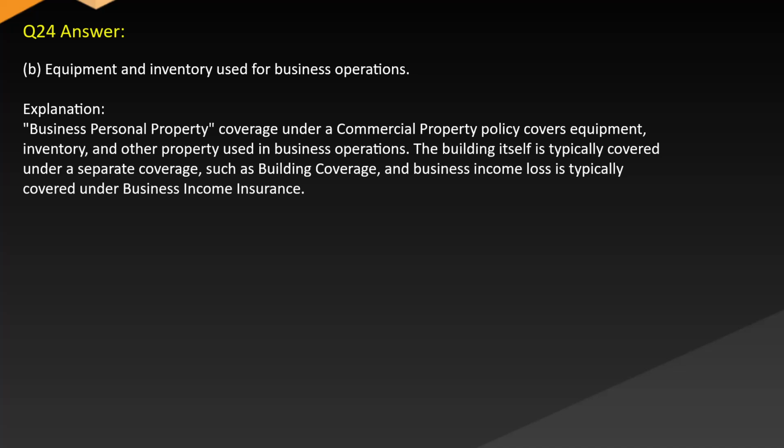Answer. B. Equipment and inventory used for business operations. Explanation. Business personal property coverage under a commercial property policy covers equipment, inventory, and other property used in business operations. The building itself is typically covered under a separate coverage, such as building coverage, and business income loss is typically covered under business income insurance.